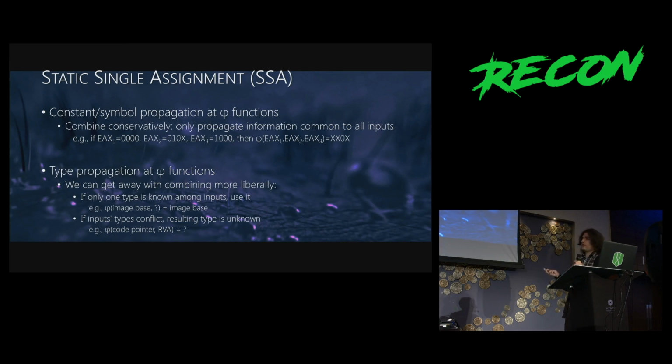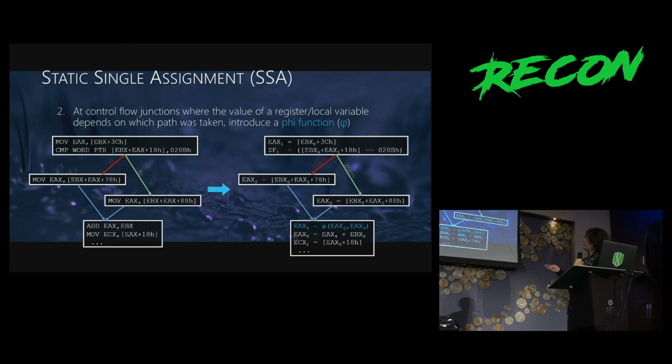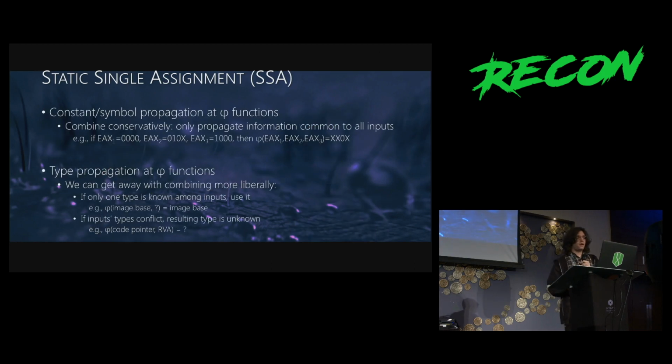And we can do type propagation of phi functions as well. So in the previous slide, we know the type of thing at EAX is going to be the same across both paths. And we can, after the phi function, decide it's the same logical piece, even though we don't know where exactly it is. So some other examples, if you want to be kind of assumption-y, phi of something that you know is an image base and something you don't know about, you can just assume it's probably going to be an image base. Phi of something we know to be a code pointer and an RVA probably isn't, because that's phi of a virtual address and a relative virtual address. So you don't really know what that is anymore.